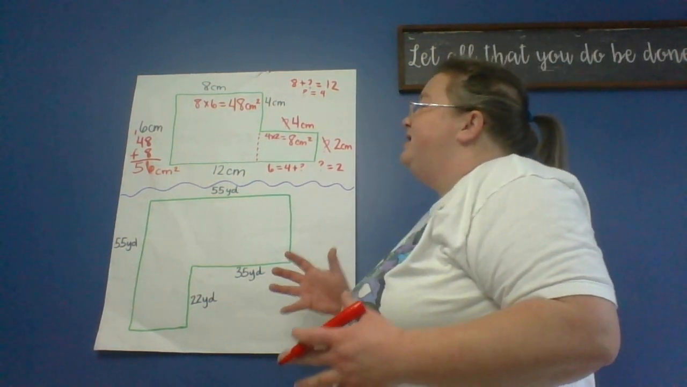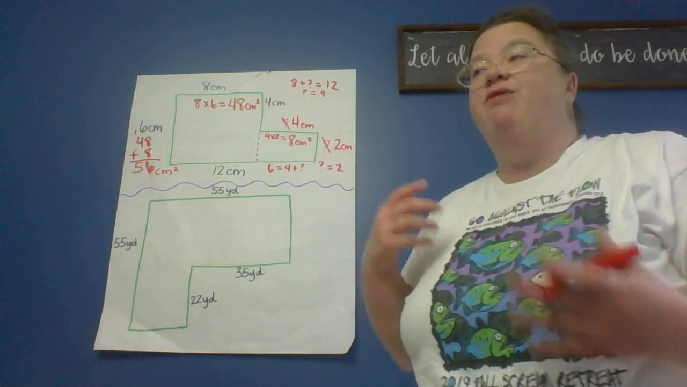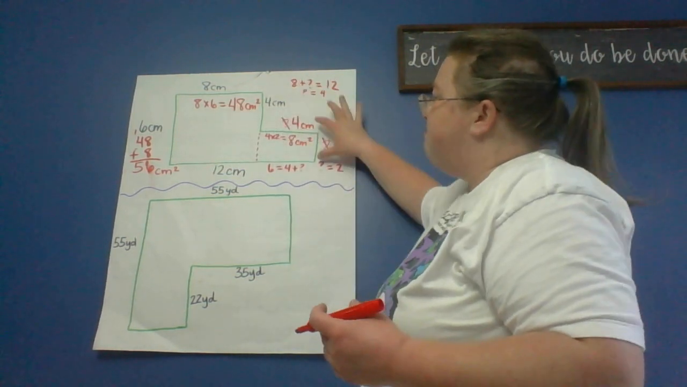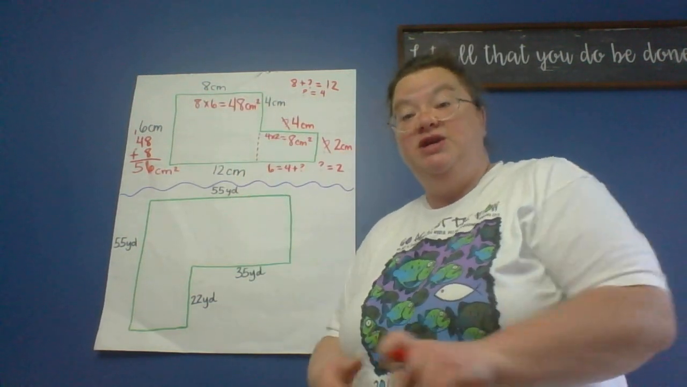So that's all you have to do. Whatever the shape looks like, whichever direction it's facing, you've got to think of the pieces that are missing compared to the big piece that you have, so you can figure out the ones that you don't know.